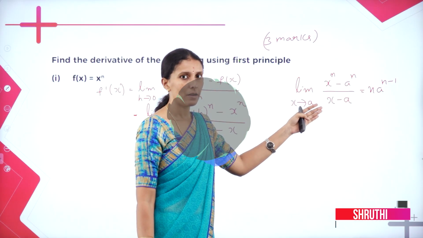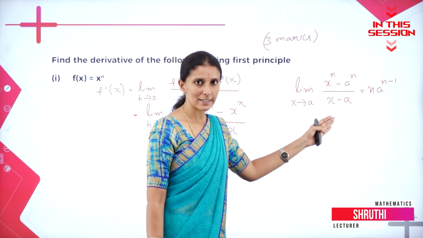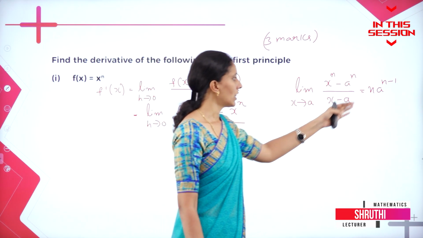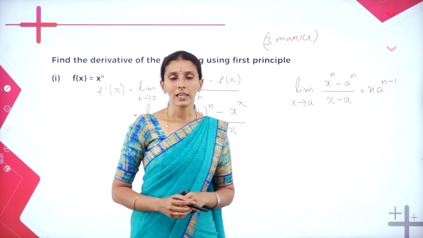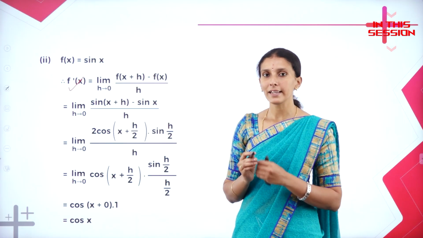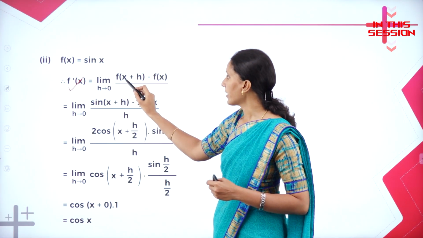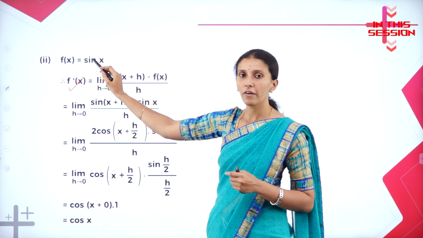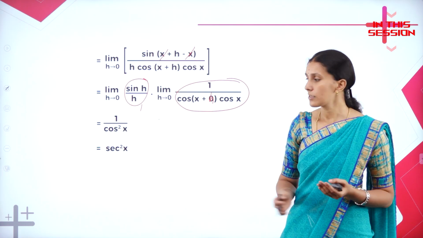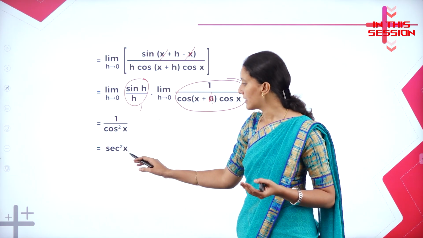That is x power n minus a power n by x minus a, and when you apply the limit as x tends to a, then it is equal to n into a to the power n minus 1. After applying the definition, f of x plus h should be written in the form of sin x plus h. 1 by cos means secant x, 1 by cos square means secant square.